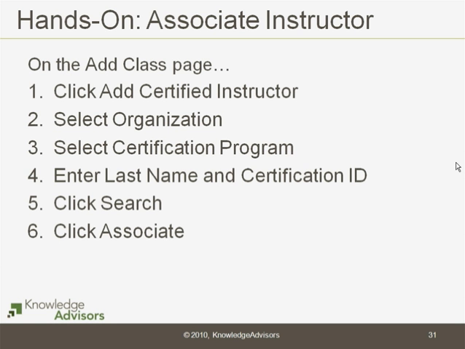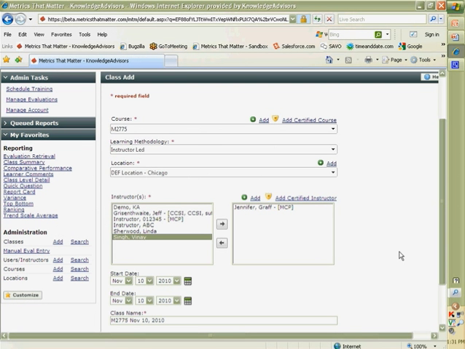Now that you've associated the certified course, added a location with the certification ID if that's necessary, and then associated an instructor with a certification if that's necessary, you're able to just fill in the rest of the information. Information that you'll need to make sure that you specify is the learning methodology. Instructor-led is the default, but you can also pick online facilitated or another methodology.